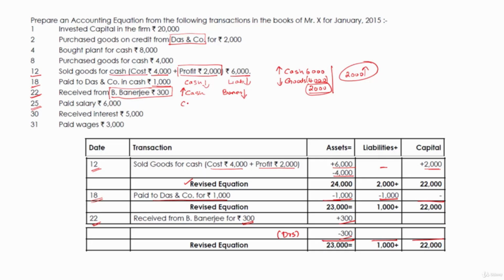Next, on 25th, paid salary 6,000. When you pay salary, what happens? Your cash balance will come down. Okay, and salary is an expense that will result in loss and it will reduce the capital. So your capital will also come down by 6,000.